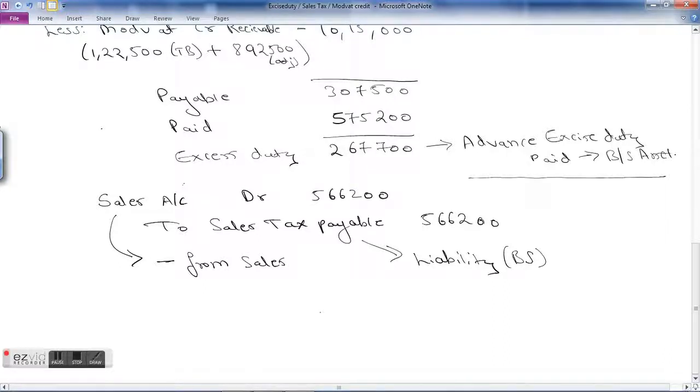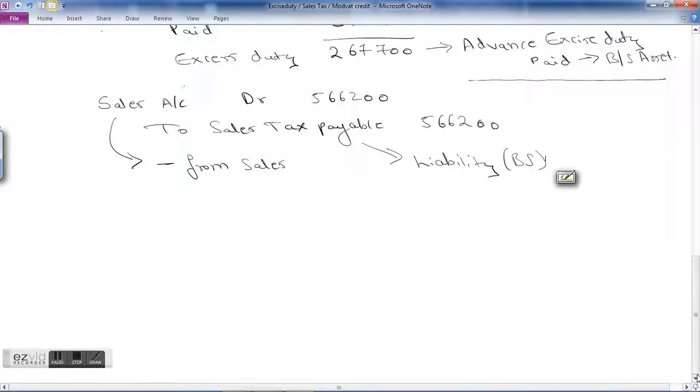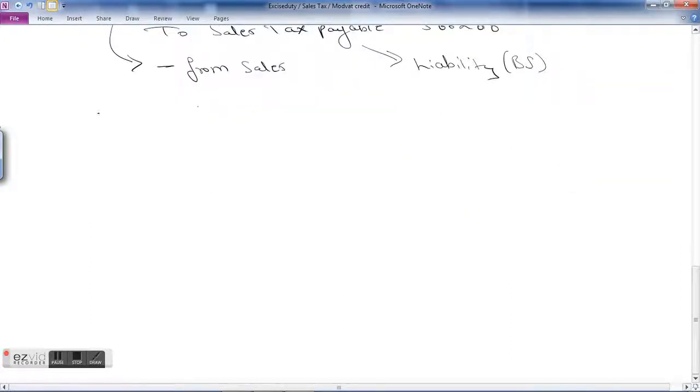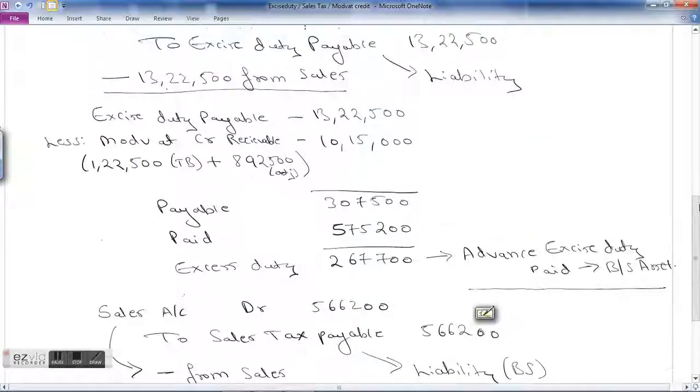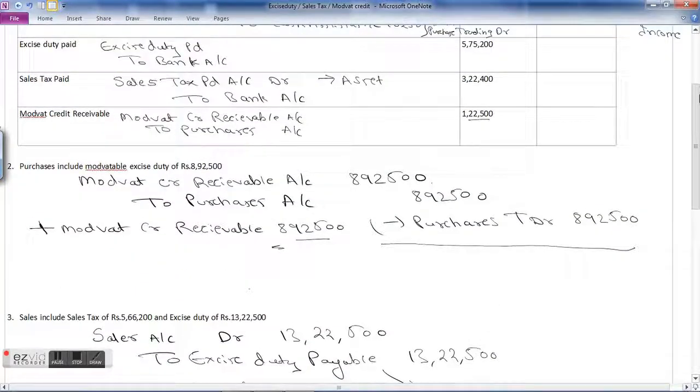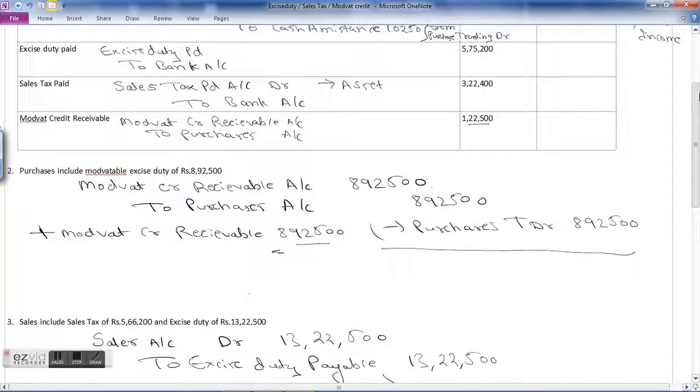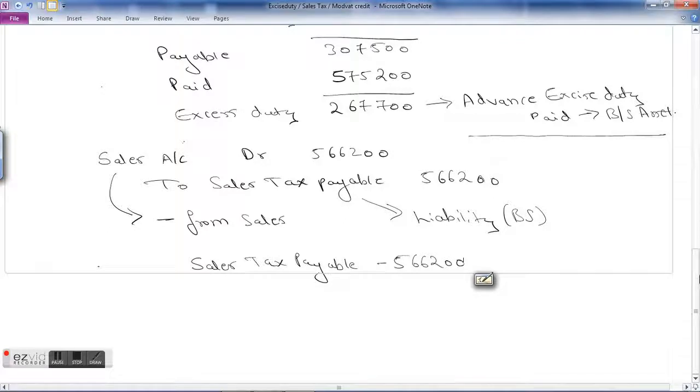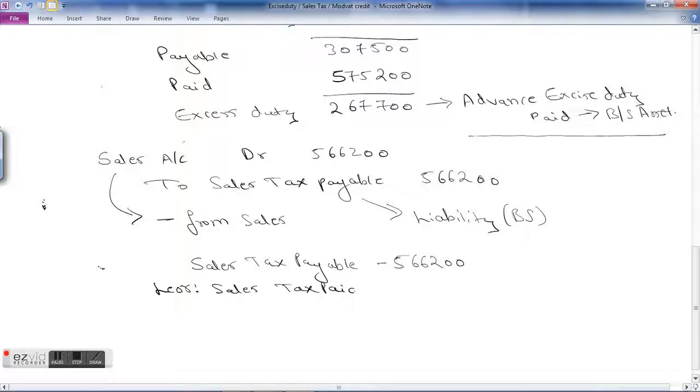Okay, now again we'll do some working as we had done in the excise duty. Sales tax payable is 5,66,200, but if we look at the balance sheet, we can see that there is some sales tax which has been paid, that is 3,22,400. So less sales tax paid. Okay, how much is the amount? 3,22,400.